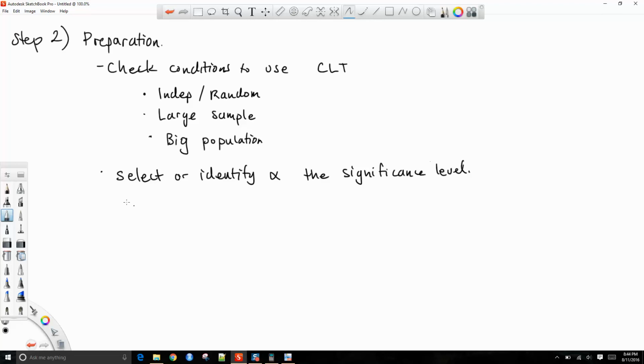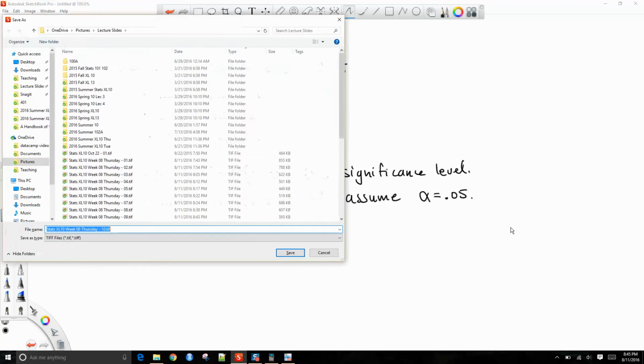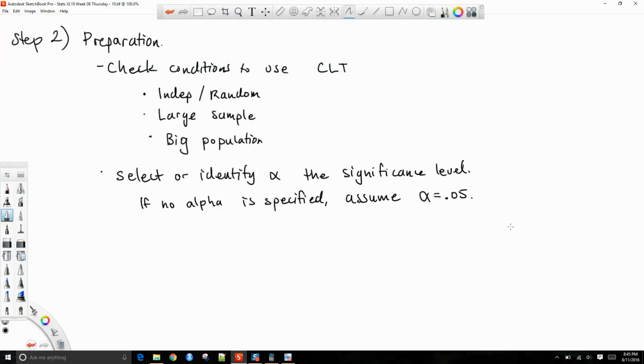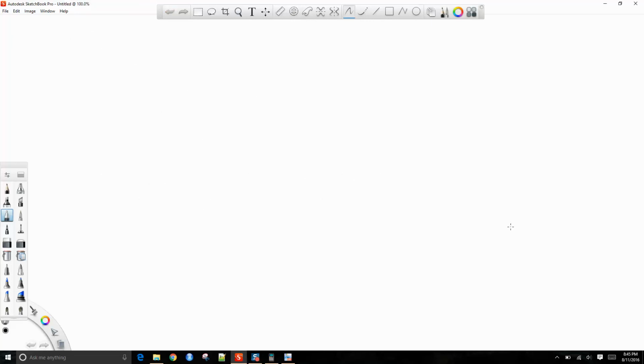Okay, and if no alpha is specified in the problem, assume alpha is equal to 0.05 as our significance level. Okay. And then step 3 is our calculations. Calculations to get your p-value.